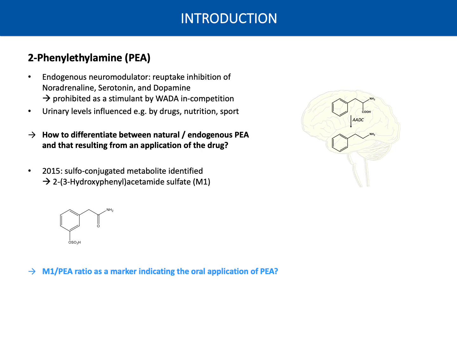So, in a pilot study in 2015, a sulfo-conjugated metabolite, 2,3-hydroxyphenyl acetamide-sulfate, which I will just call M1, was identified, and that actually seemed characteristic for the oral administration of PEA. So the idea came up to use the M1 PEA ratio as a marker indicating the oral application of PEA.